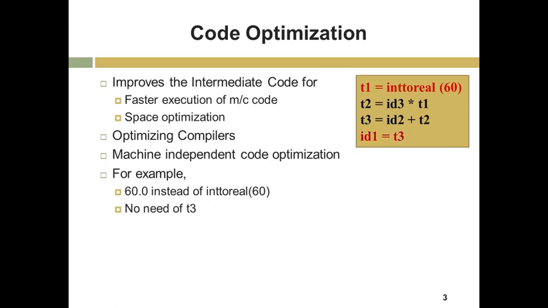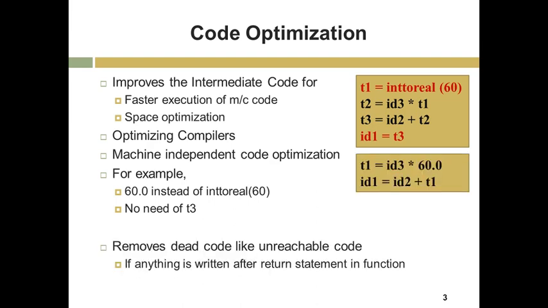Another example in the same intermediate code is, if we observe id1 equal to t3, then here there is no need of temporary variable t3. Directly the value of the addition id2 plus t2 can be assigned to id1. So there is no need of the intermediate temporary value t3 introduced here. From this example, the code optimization phase will remove these two statements and it will convert the output as shown.